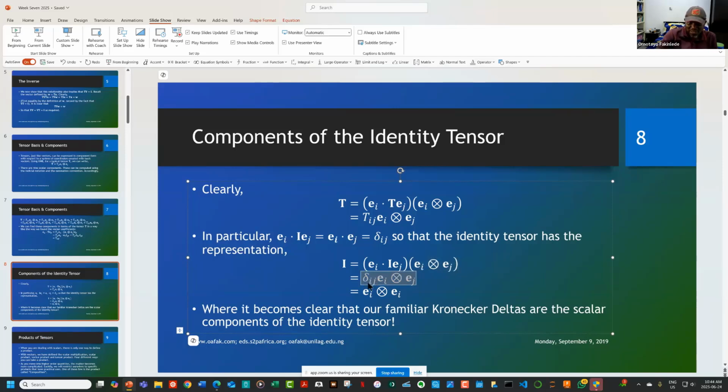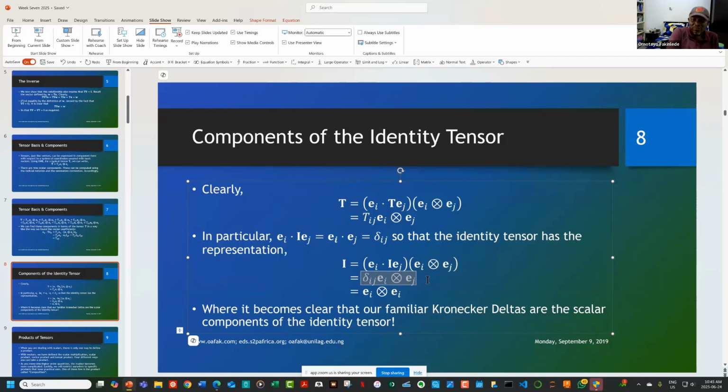Because if you compare that with the equation for T is equal to Tij Ei circle times Ej, I is equal to delta Ij Ei circle times Ej. So if Tij are the scalar components of T, delta Ij are the scalar components of the identity tensor. So we can break any tensor into its components, even including the identity tensor.